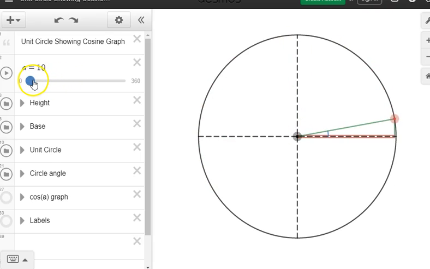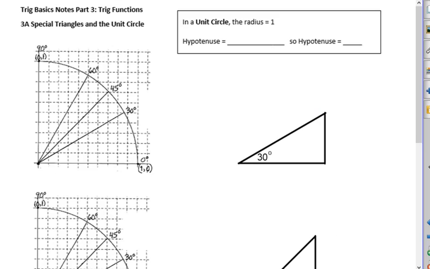We're going to add one other little caveat to that. We're going to now define specifically the length of the hypotenuse. So if we go back and look at our notes here, we're going to define this circle now to be a unit circle. In a unit circle, the radius equals 1. So if the radius equals 1, and the hypotenuse equals the radius, then the hypotenuse equals 1.